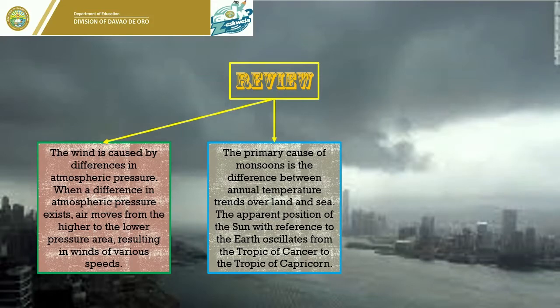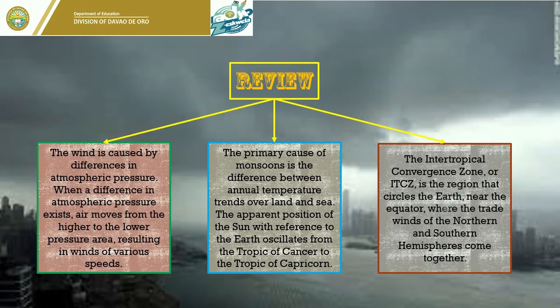Another concept is why monsoons occur. The primary cause of monsoons is the difference between annual temperature trends over land and sea. The apparent position of the sun with reference to the earth oscillates from the Tropic of Cancer to the Tropic of Capricorn. Lastly, what is the intertropical convergence zone, or ITCZ? The ITCZ is the region that circles the Earth near the equator where the trade winds of the northern and southern hemispheres come together. All of these are associated with understanding the concepts of typhoon.